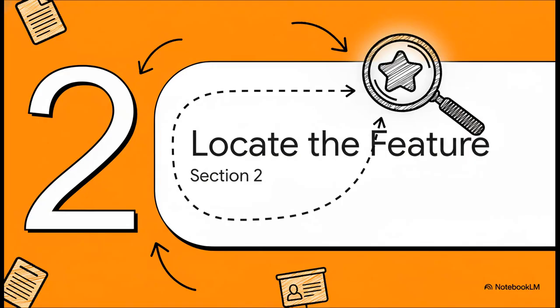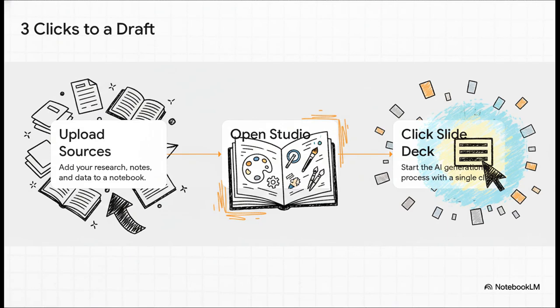All right, let's get into the how-to. First things first, where do you even find this feature? Don't worry, it's super easy to locate. Seriously, getting your first draft is as simple as 1, 2, 3 clicks. First, you upload your sources, all your research. Second, you open up the Studio panel, which is where all the cool creative tools live. And third, you just click Slide Deck. That's it. That one click is what tells the AI to get to work.